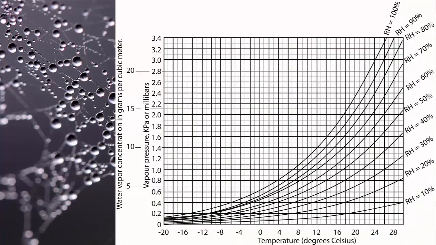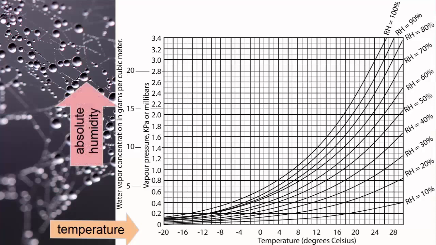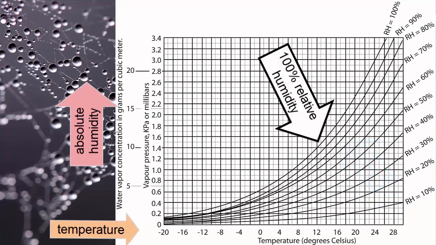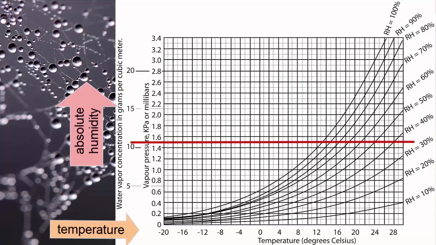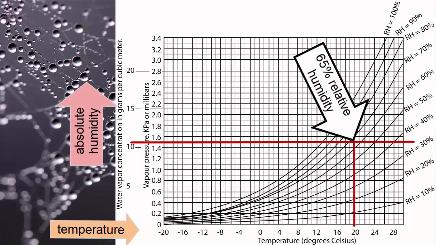In this graph, you can see temperature across the bottom x-axis increasing to the right. On the y-axis, we see absolute humidity measured in water pressure or concentration. The different curves represent different relative humidities, increasing as you move upwards. This white arrow points at the 100% relative humidity line. The red lines show that at that temperature, 12 degrees Celsius, 100% relative humidity is reached when vapor concentration reaches 11 grams of water per cubic meter of air. At that same concentration of water but a higher temperature, such as 20 degrees Celsius, the relative humidity would decrease.